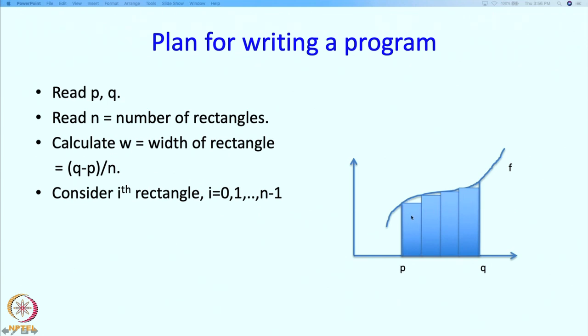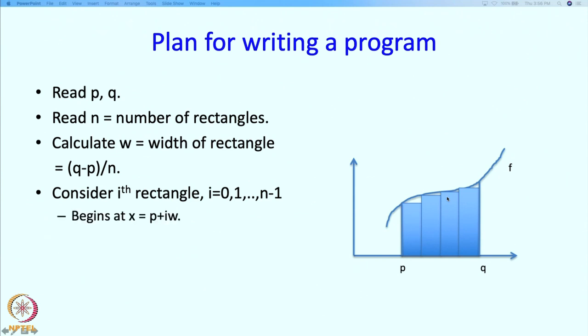So what is the height of this 0th rectangle? Well, what is this coordinate? This is p. So the height of this is simply the point at which this vertical line meets the f function. That is simply f of p. What is the height at this point? The x coordinate over here is p plus w, and f applied to that. So this is going to be f of p plus w, and so on.